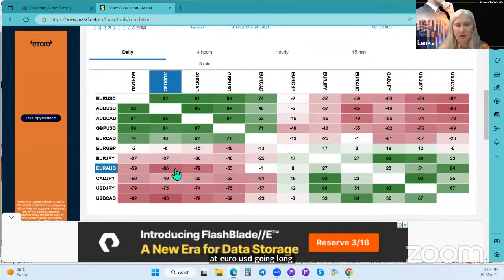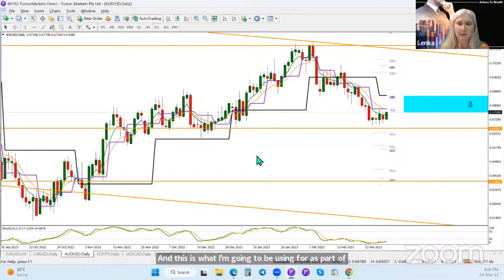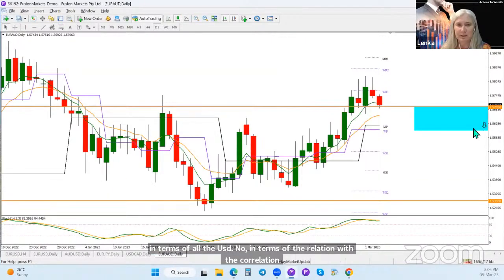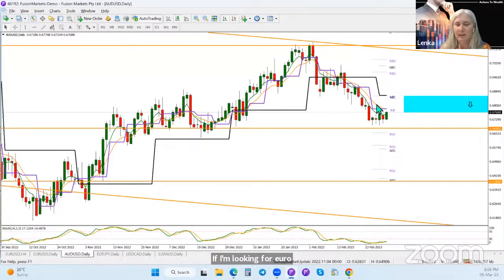And this is what I'm going to be using as part of the next bit of analysis. So you'll see what that is going to look like. So in terms of Aussie USD, now, in terms of the correlation, if I'm looking for Euro AUD short, as I said before, it's likely that AUD is going to go long. But what I'm going to be doing is looking at short. So it will be like taking a hedge trade on these two currency pairs.